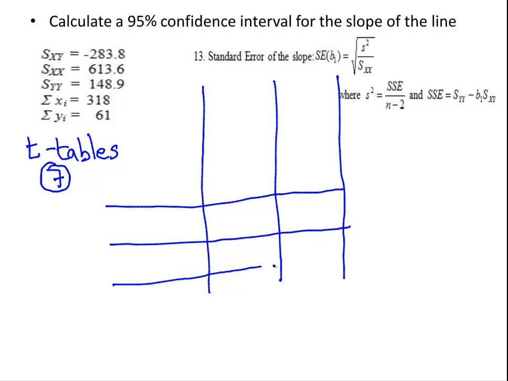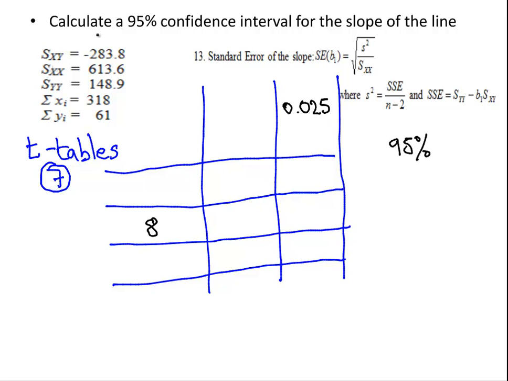Okay. So we're going to go down to row 8, because degrees of freedom is 8, and because it's a 95% confidence interval, the column we're going to use is 0.025. That's because 0.05 divided by 2, alpha divided by 2, is how we calculate that, because it's a two-tailed procedure. And the answer we get is 2.306. Let me check my tables here. Sorry, 2.306 is the quantile we're going to be using.